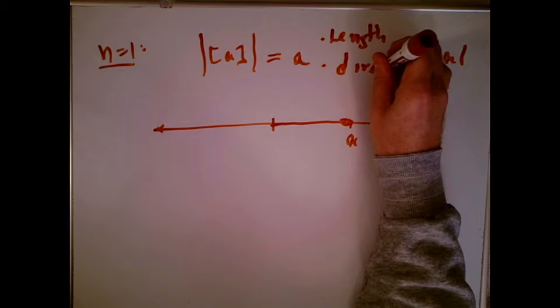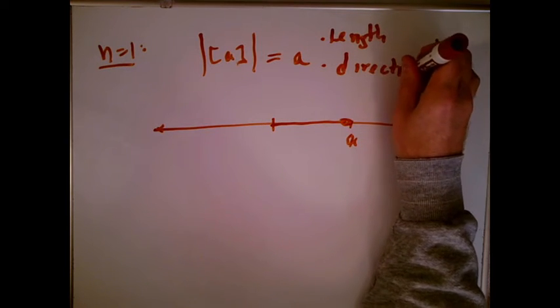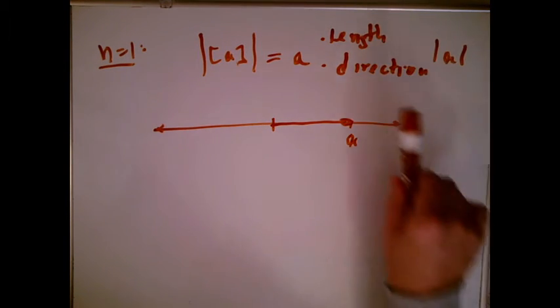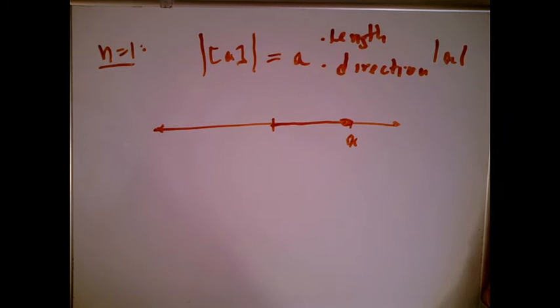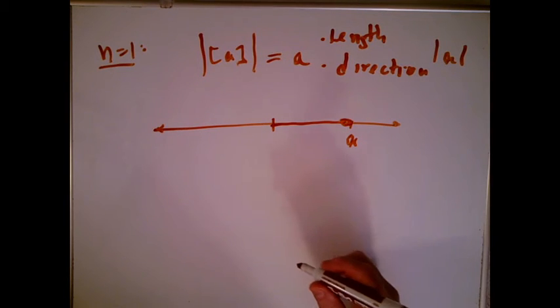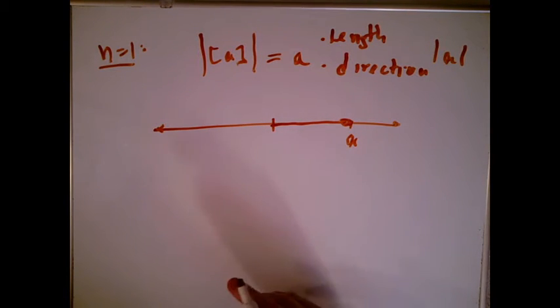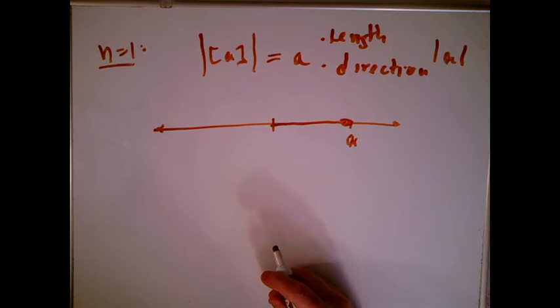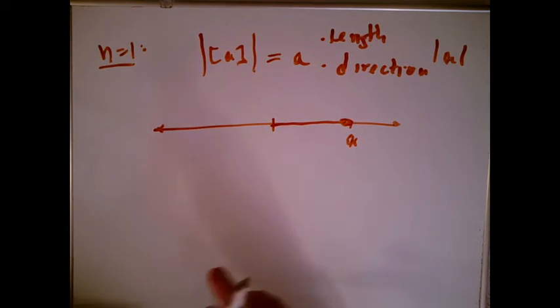Every determinant we will see this semester has some geometric meaning, and it has a direction. Now the direction here is just right if A is positive and left if A is negative. So that's it for 1 by 1 determinants, but they actually have length and direction.